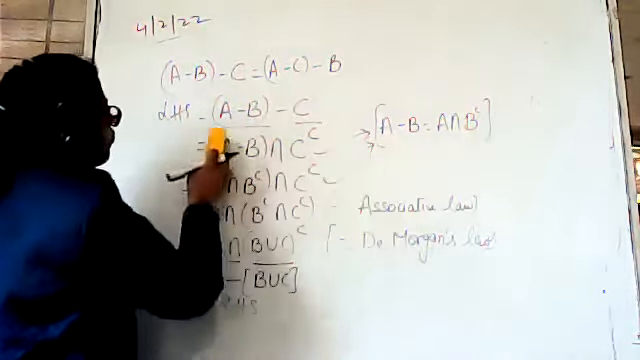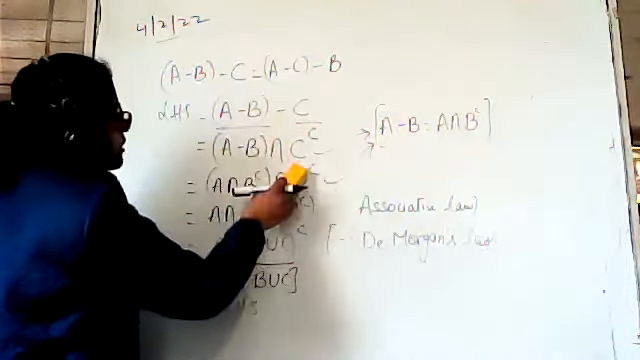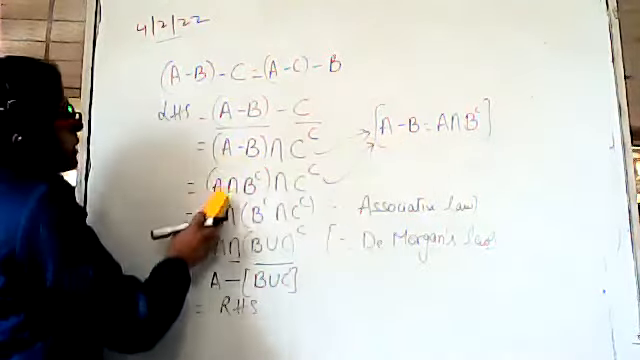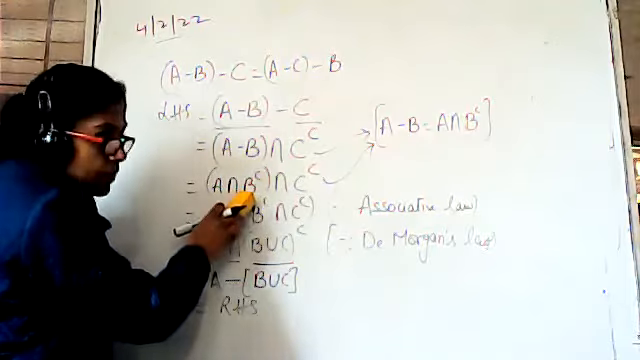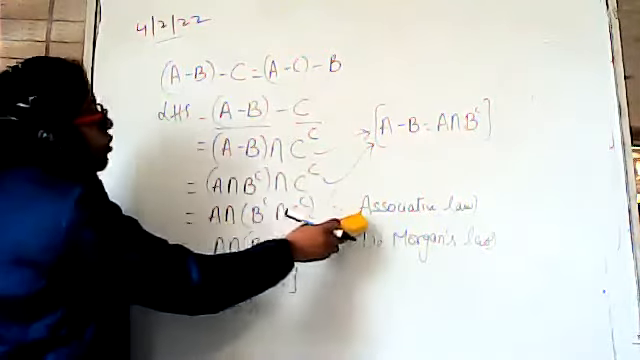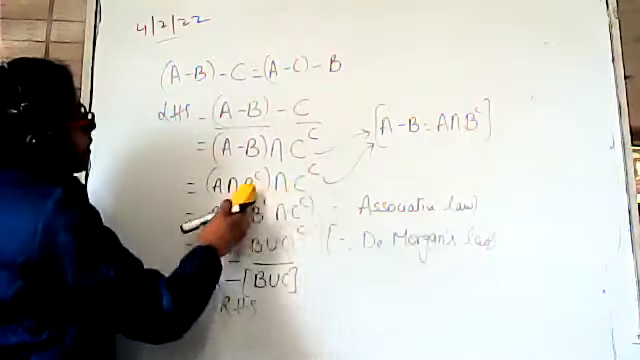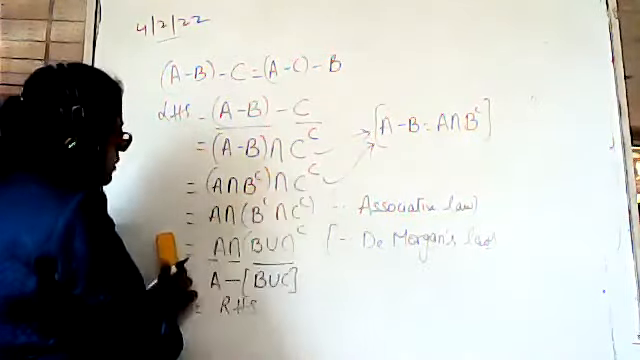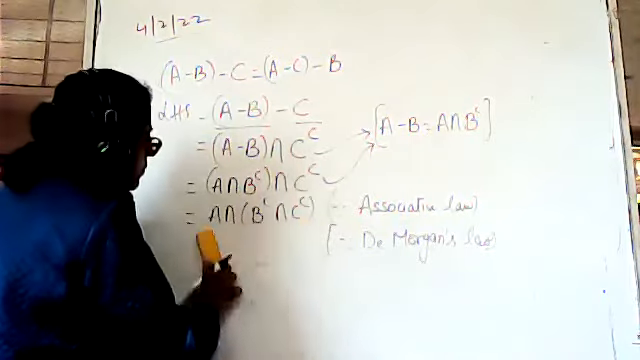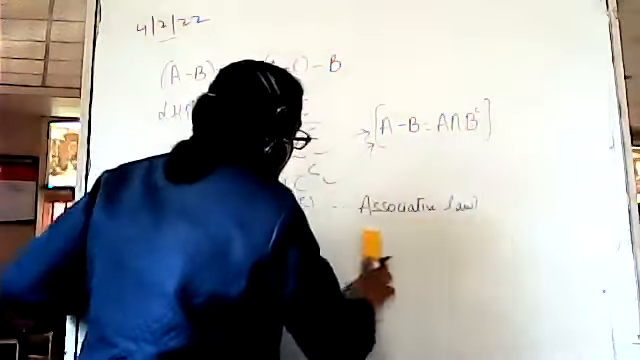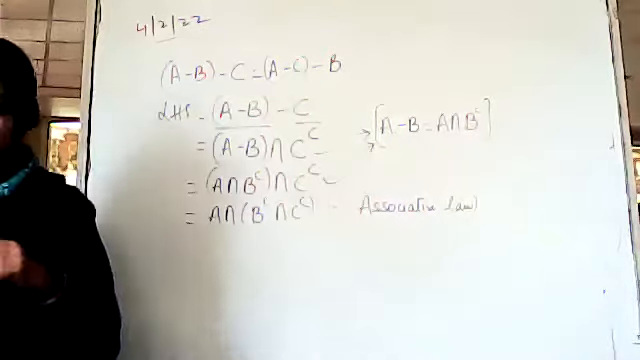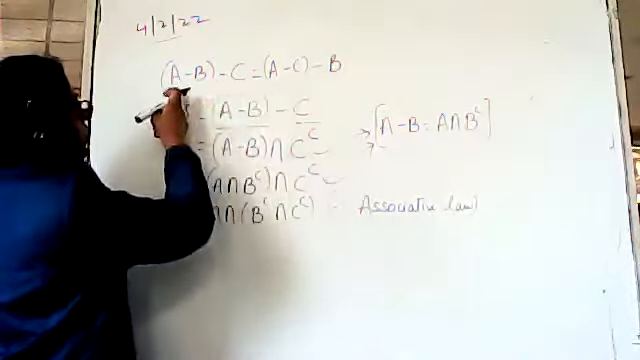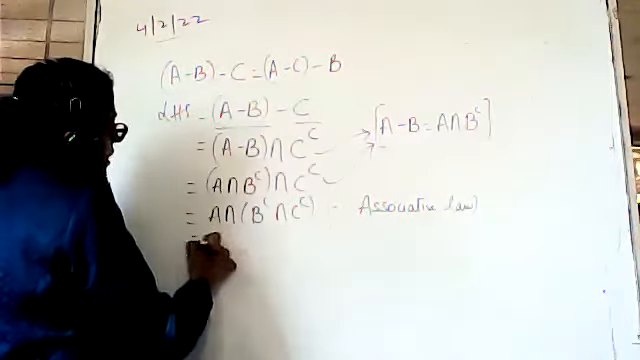Using this result, we can write A minus B intersection C complement. Again, using this result, we can write A minus B as A intersection B complement. According to the associative law, we can merge these two terms. This is A intersection B complement intersection C complement. Now see, beta, we need A minus C minus B.